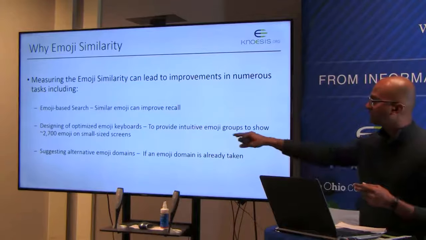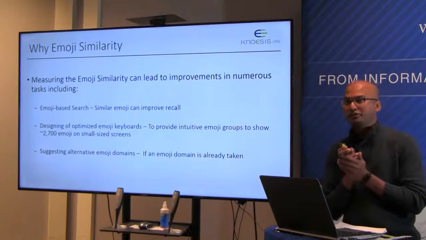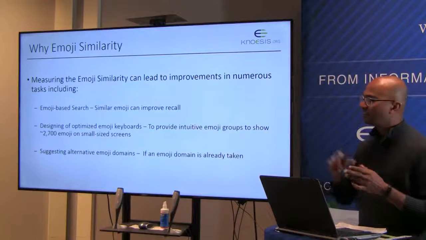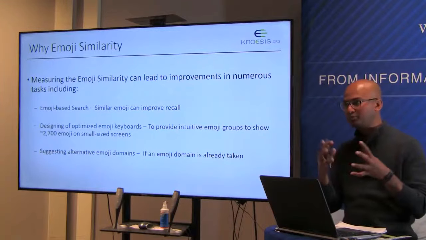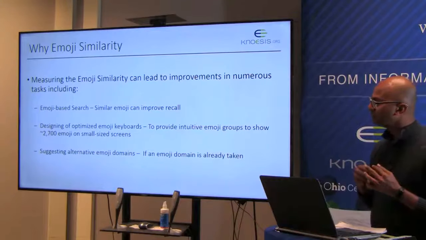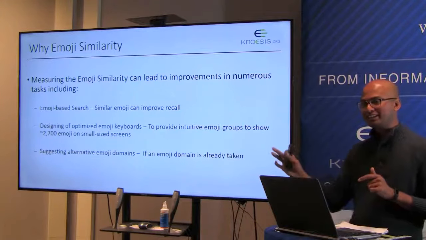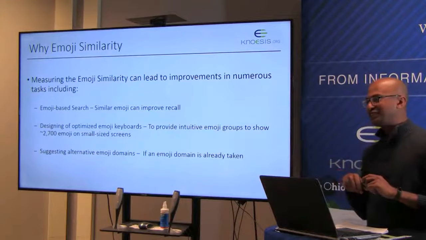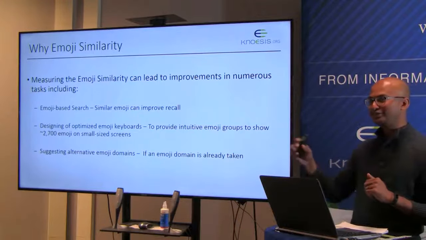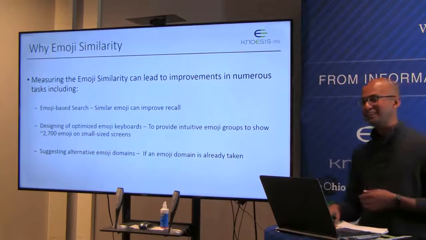For example, currently there are close to 2,700 emojis. How can you show all these emojis in a small screen? You can certainly use emoji similarity to group emojis into meaningful groups so that you can design optimized keyboards. Emoji domains are also catching up. People are now using emoji in domain names. So you can also use emoji similarity to suggest new domain names based on the similarity of emoji, if a particular domain name is or is not available.